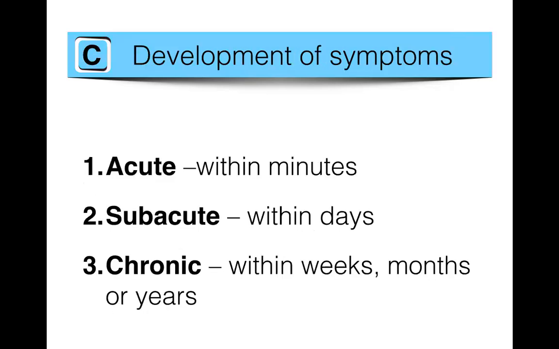So what about in terms of the development of symptoms? The symptoms are said to be acute when the symptoms develop within days. Symptoms are said to be subacute when it takes days for the symptoms to develop. And symptoms are said to be chronic when it takes weeks, months, or even years for the development of symptoms.